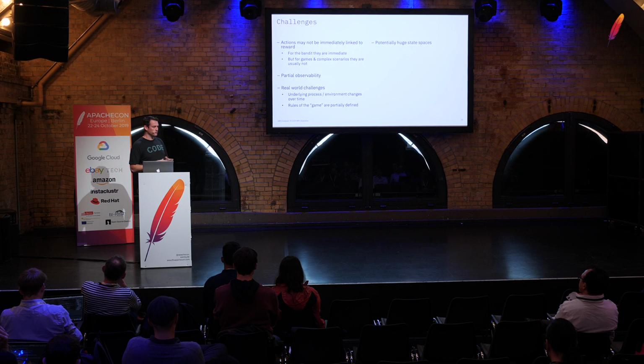The other challenge is that this whole process and these data distributions are in fact changing over time. As we mentioned in the recommendation space, tastes change over time, the underlying data generating process is changing over time. And in some cases, the rules of the game are partially defined. So for chess, we're in luck because we know the rules of the game and it's fully defined. For the simple bandit approach, we're also in luck because the rules of the game are defined. The only thing that's unknown is the probabilities underlying those rewards.